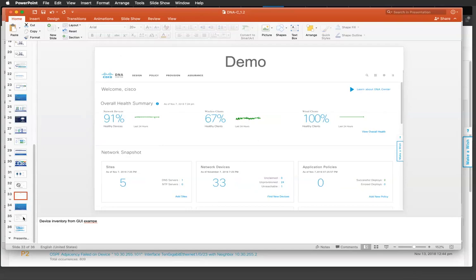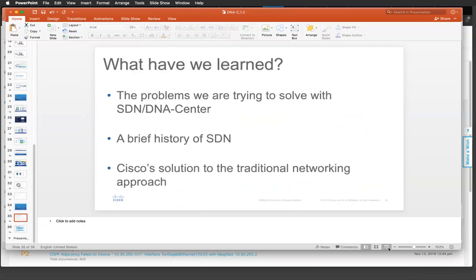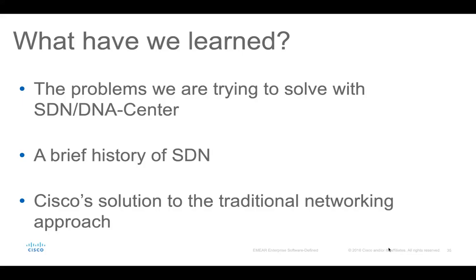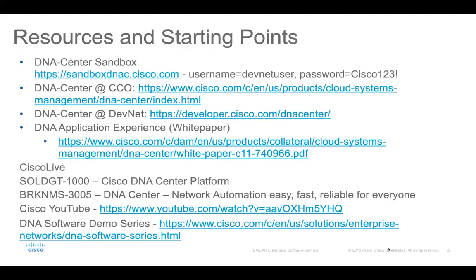All right. So just mentioning here what we basically talked about overall: some of the problems that we were trying to solve from a traditional network standpoint through software-defined networking, and more specifically Cisco's DNA Center, given some of that brief history of where that came from. And then also some of the ways that, through assurance and other pieces, DNA can help solve some of those troubleshooting issues. I also had here just a quick slide on some of the starting points.